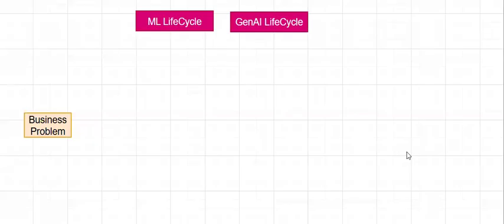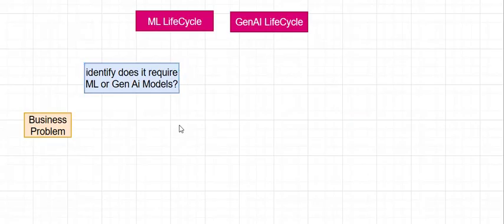This all starts with the business problem. First, we'll consider our business problem and analyze it. Then we will understand, do we actually require any ML model to fulfill our business requirements, or do we require any GenAI model to achieve our business goals and perform our tasks? Those we will identify.